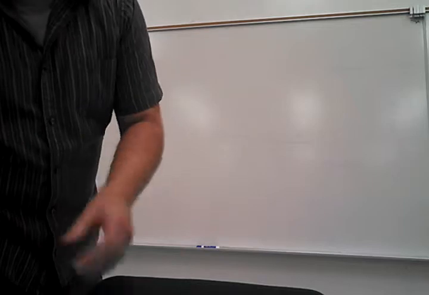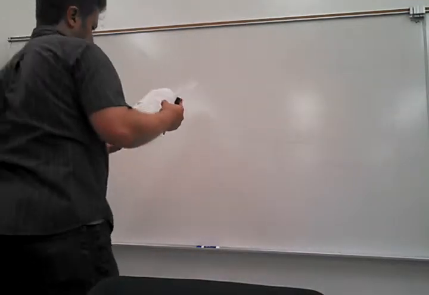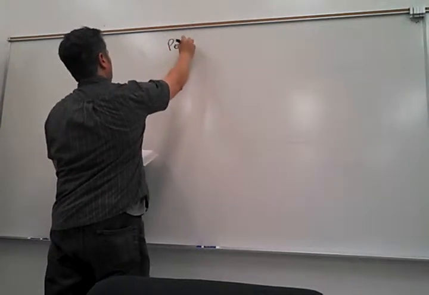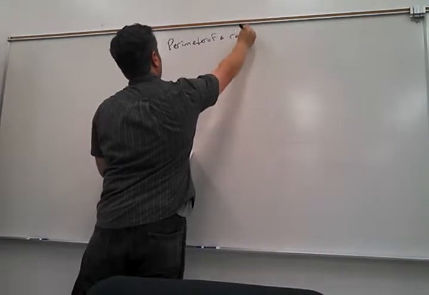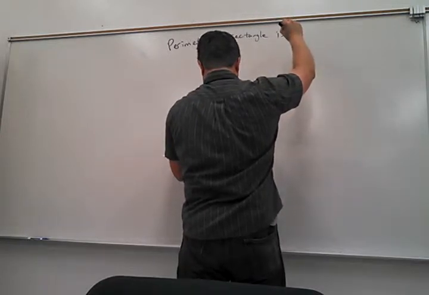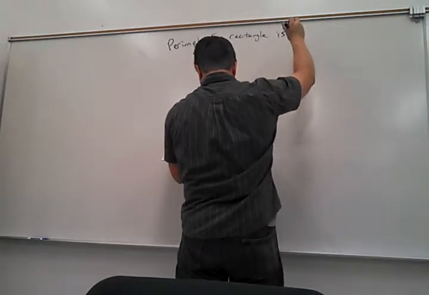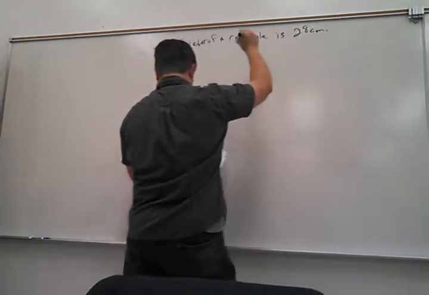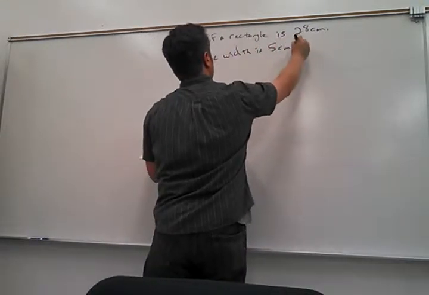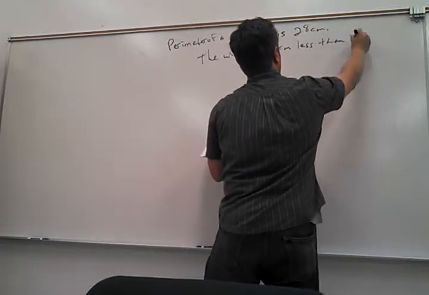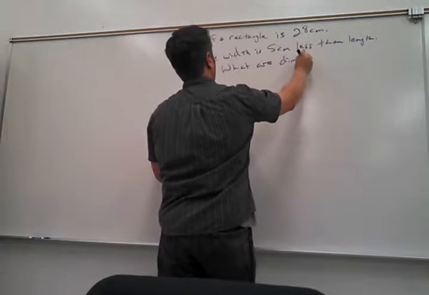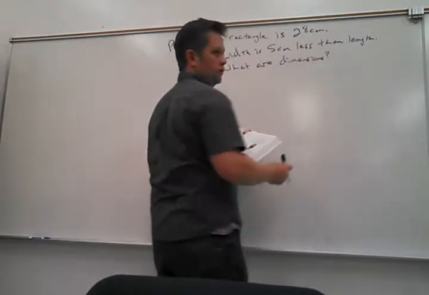Let's start off with a nice visual problem here. The perimeter of a rectangle is 60. Oops, sorry. It's 28 centimeters. The width is 5 centimeters less than the length. What are the dimensions? What's the length and the width?